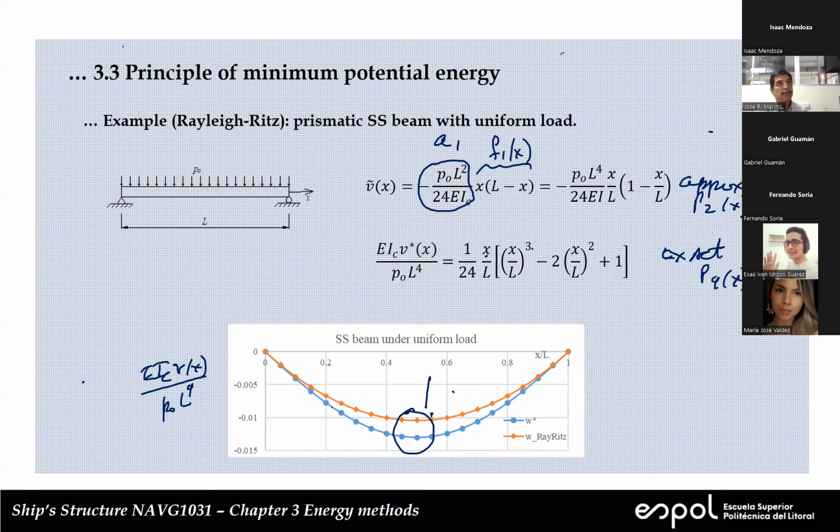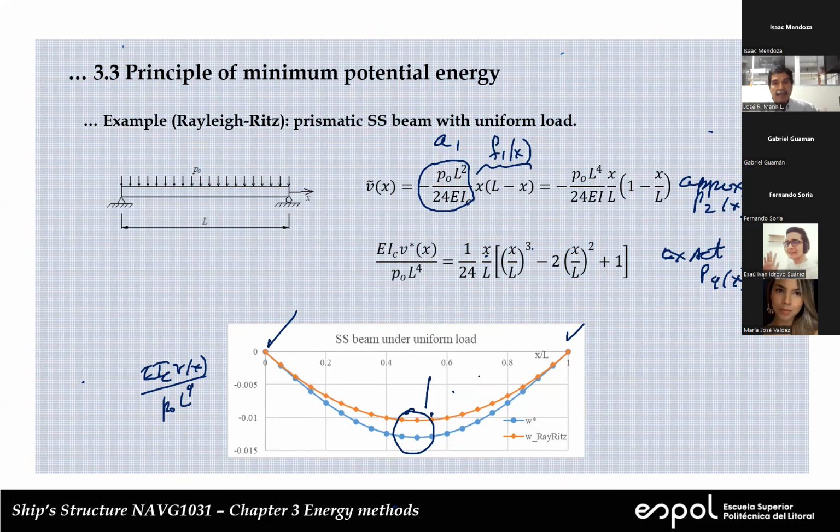Okay, something that we could try to do would be to use another function and see if we can get the correct solution. But we want to find just approximations. You see immediately here that the geometric boundary conditions are satisfied, both start at 0 and end at 0. Those are geometric boundary conditions, but we didn't say anything about the bending moment, okay?